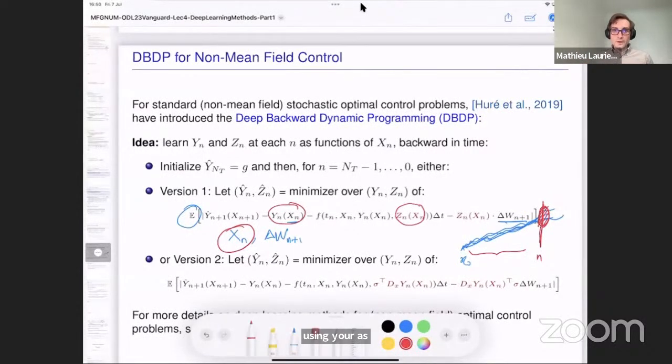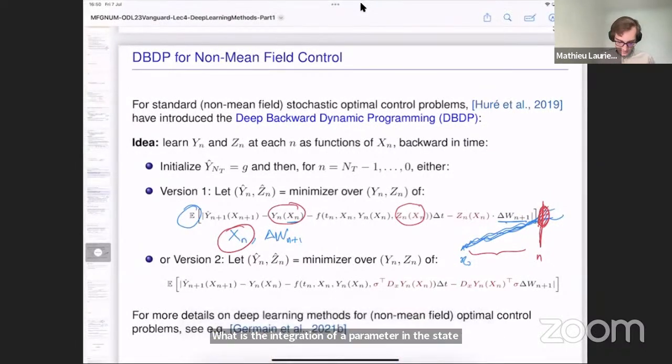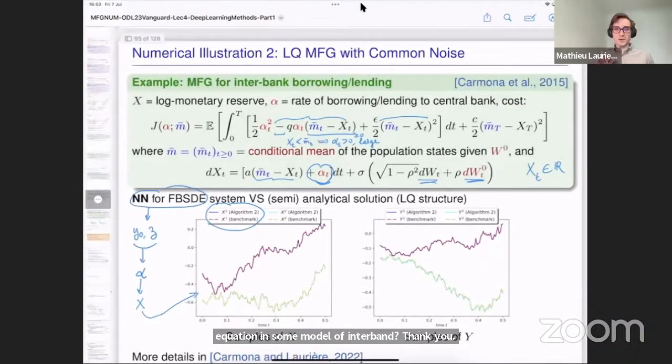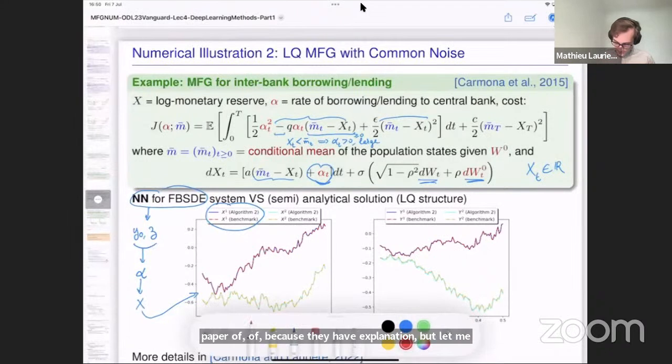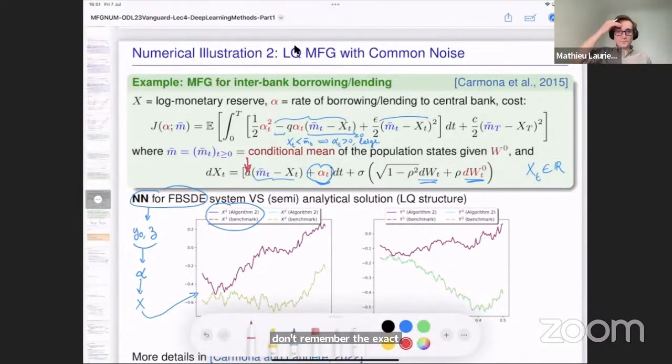What is the interpretation of a parameter in the state equation in the model of interbank? Thank you. So for this, the short answer is you can check the paper of Carmona et al. Because they have an explanation, but let me see. So here, yes, the a parameter is this one. I don't remember the exact interpretation, but basically it says somehow how much you want to borrow or lend with other people, with other banks.